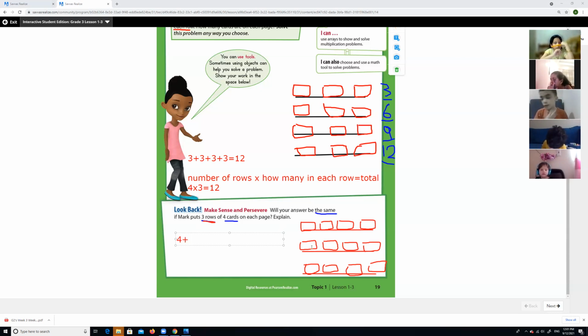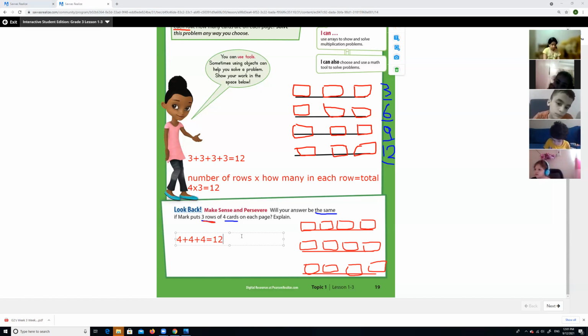4 plus 4 equal 8. 8 plus 4. Take your time. 8 plus 4. 12. Excellent, 12. So here we wrote addition equation. 4 for the first row plus 4 for the second plus 4 for the last row. So 4 plus 4 plus 4 equal 12.